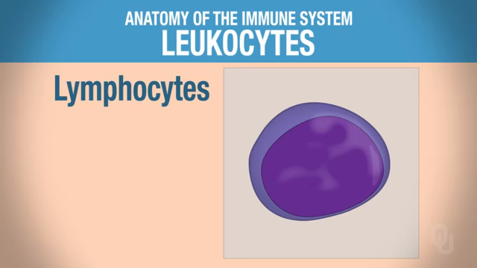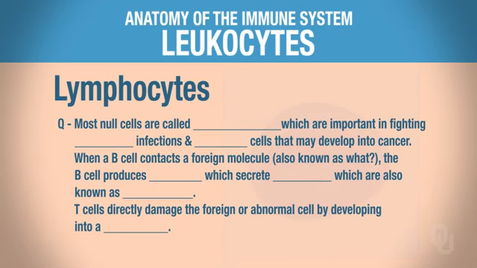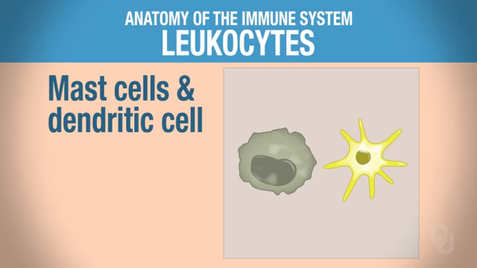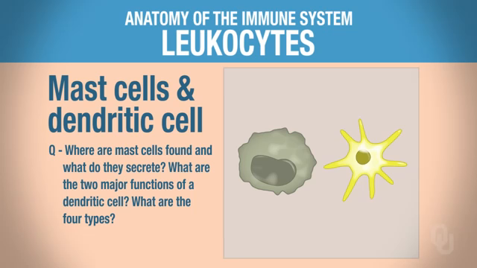But to get you started on lymphocytes, I've got a question here that says most null cells, so you need to figure out what a null cell is. These are considered natural killer cells. So we abbreviate natural killer cells NK cells. Those are very important in fighting certain kind of infections. Are they bacterial or are they viral? So I'll let you finish filling out that fill in the blank there. Now the mast cells and the dendritic cells are also self-directed learning. So the question there for you to answer is where are the mast cells found? What do they secrete? What's the function of the dendritic cell and what are the 4 types?